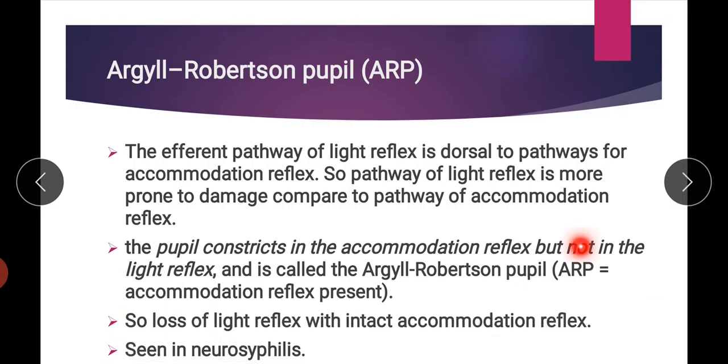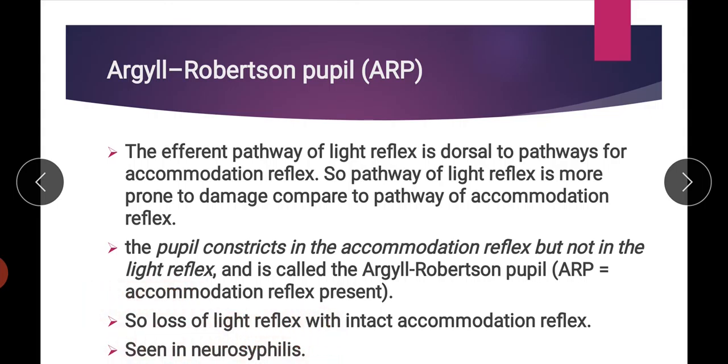You can remember the mnemonic. ARP means accommodation reflex present. Okay, this is just the mnemonic. Actually the full form of ARP is Argyll-Robertson pupil, but you can remember in that way that accommodation reflex is present, it means the light reflex is lost. So loss of light reflex with intact accommodation reflex is seen in Argyll-Robertson pupil. Okay, and this mainly occurs in neurosyphilis.